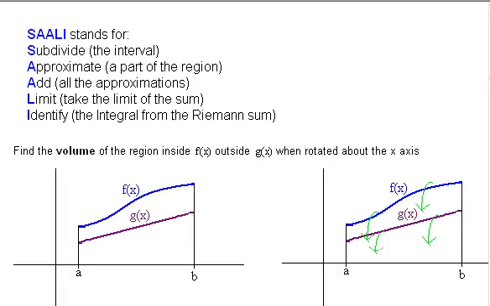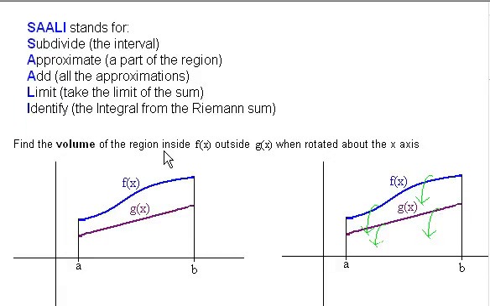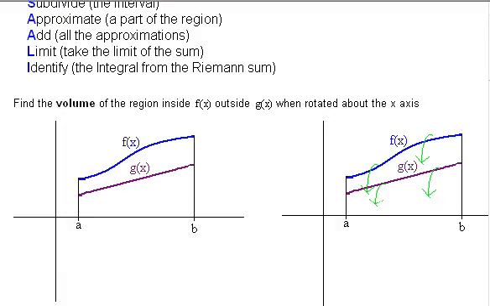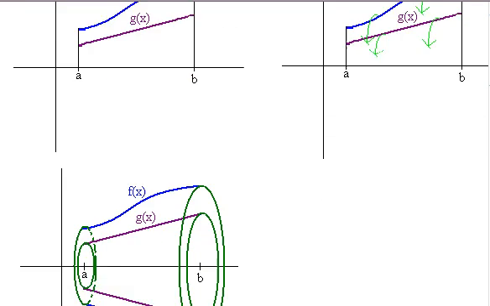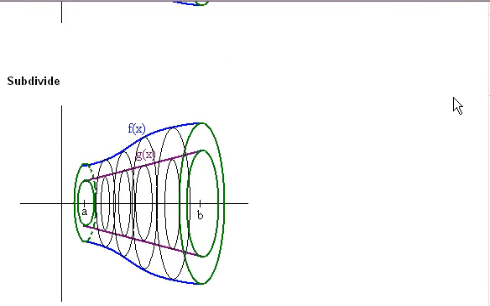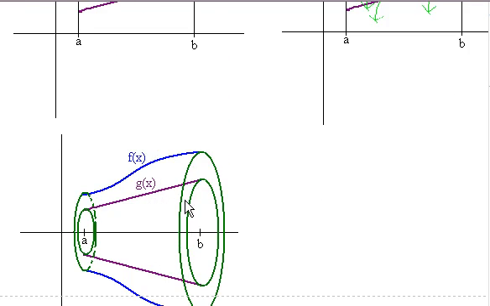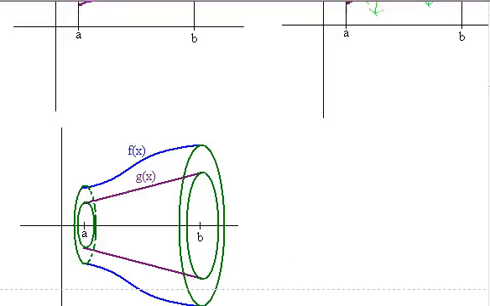Okay, so imagine we want to find the volume inside f of x and outside g of x when that whole thing is rotated about the x-axis. So you imagine this region is rotated about the x-axis. You can see it's got a hollow piece on the inside. And so the question is, how do you find the volume of such a thing as that? I have a pretty reasonable picture of it here, I think. That's what we're trying to find the volume of.